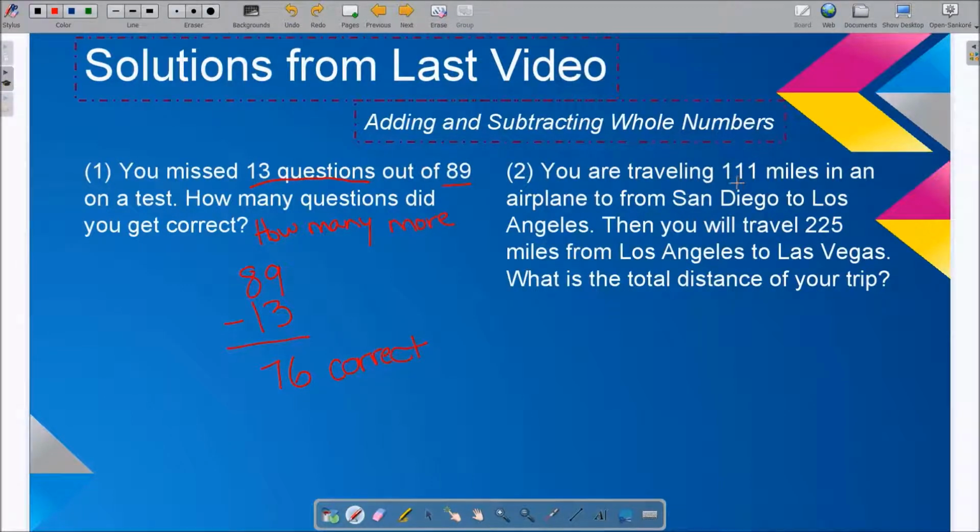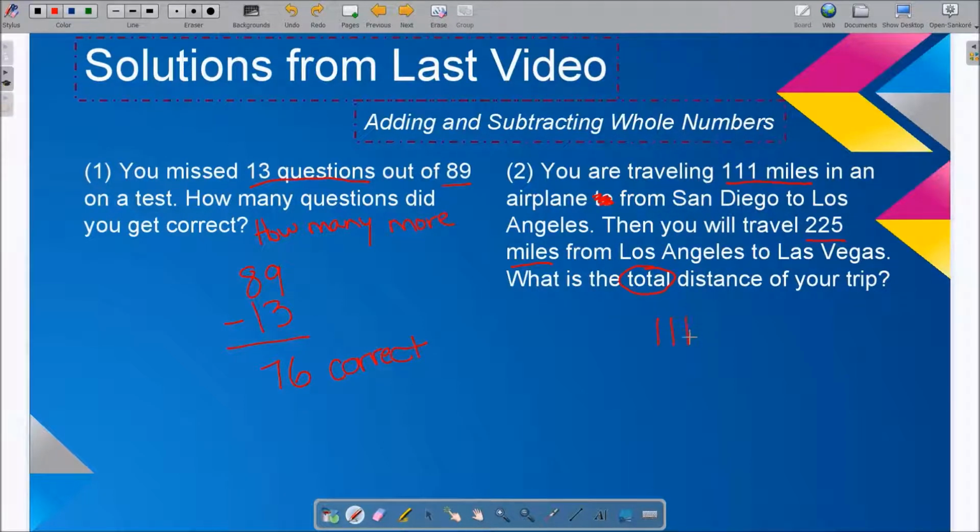Number 2, you are traveling 111 miles in an airplane from San Diego to Los Angeles. Then you will travel 225 miles from Los Angeles to Las Vegas. What is the total distance of your trip? We're looking for a total. There's only two math operations we use for a total, and that would be addition or multiplication. Since we're not looking at equal amounts, this is just going to be an addition problem.